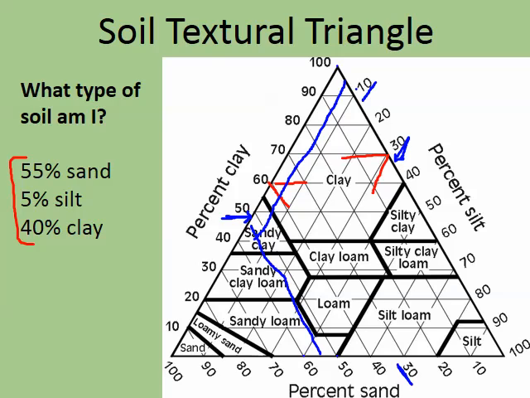So I have two intersecting. I don't really need to know what percent clay it is. However, if your lines look like mine, you probably do. 40% clay. Here we go. Right here. This is a sandy clay. Next example.